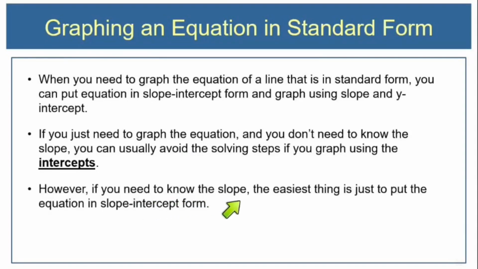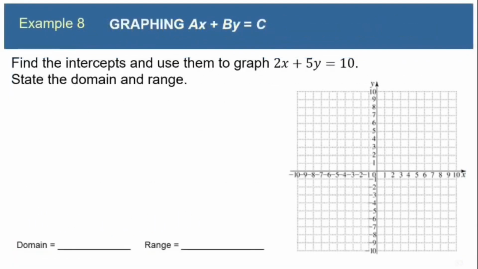However, if the question asks you about the slope, it's usually easiest to go ahead and solve for y so that you have the equation in slope-intercept form. Okay, so here we have example A, and this says find the intercepts and use them to graph the equation 2x plus 5y equals 10. State the domain and the range.